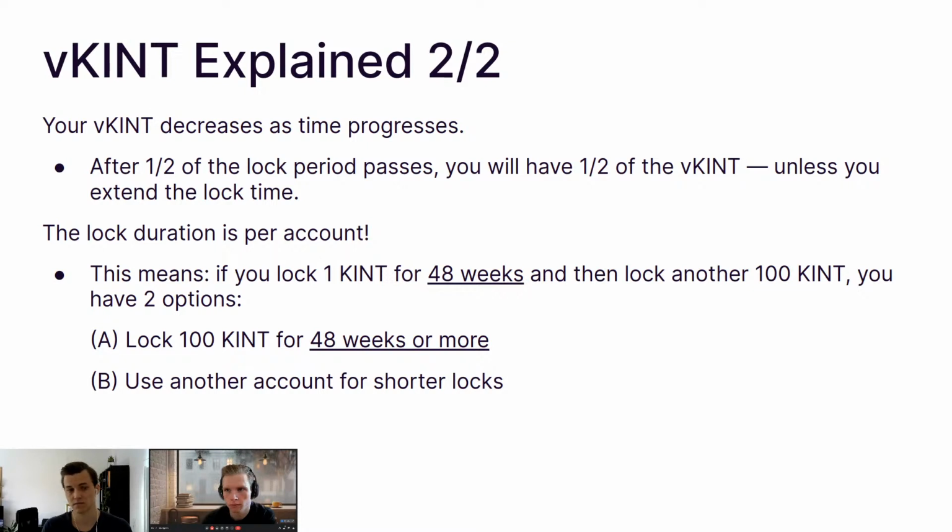If you use your main account, you can only extend the lock. So it's 48 weeks plus. Or you use another account, for example, the secondary account with 100 KINT, to stake for shorter periods. But it's important to understand, once you have staked from your main account, even just 1 KINT for 96 weeks, this account can only stake for 96 weeks plus. You cannot shorten the staking duration.